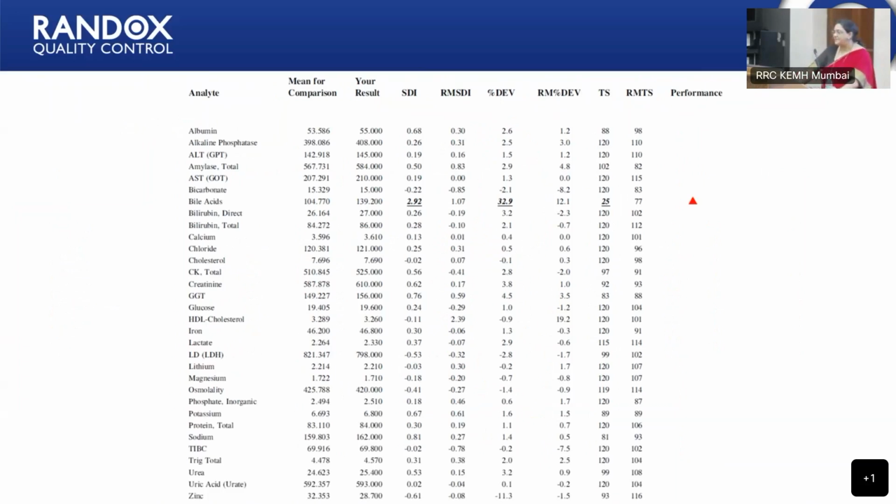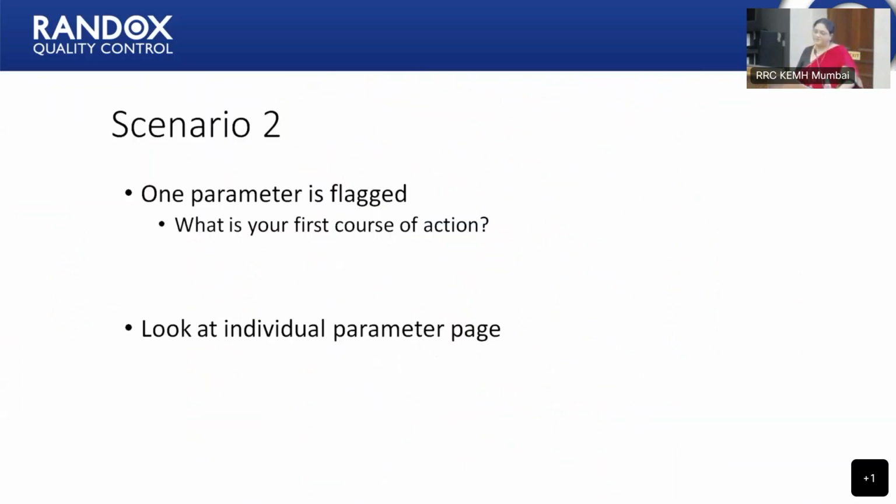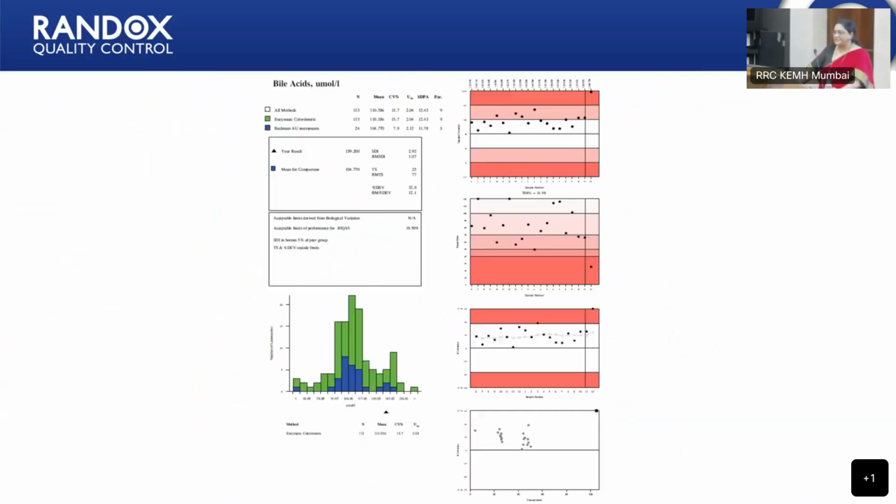Again, looking at the summary page, we identified that one of the parameters is showing a red colored triangle. Looking at this data, we are not able to understand what could be the possible error. So what we will do, we will look at the individual parameter page. When we looked at the individual parameter page, we identified that in the graph there was a vertical line. A vertical line indicates a change in the registration. And after making this change in the registration, the next immediate sample has gone beyond acceptable limit.